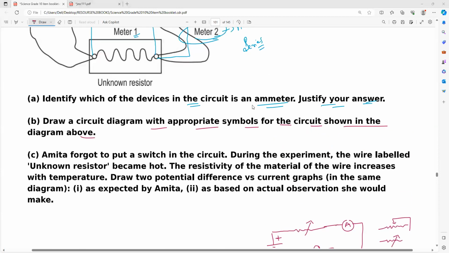Next. Amitabh forgot to put a switch in the circuit during the experiment. The wire labeled unknown resistor becomes hot.